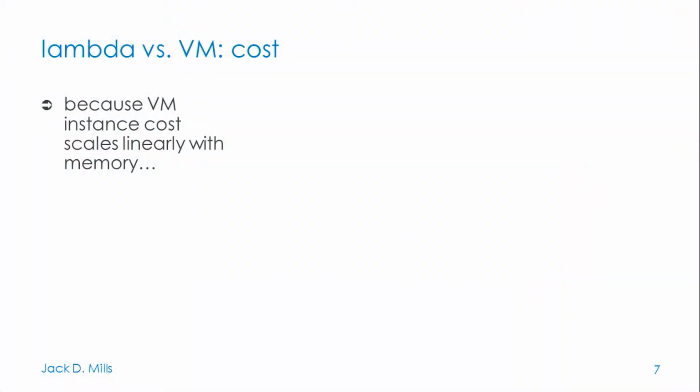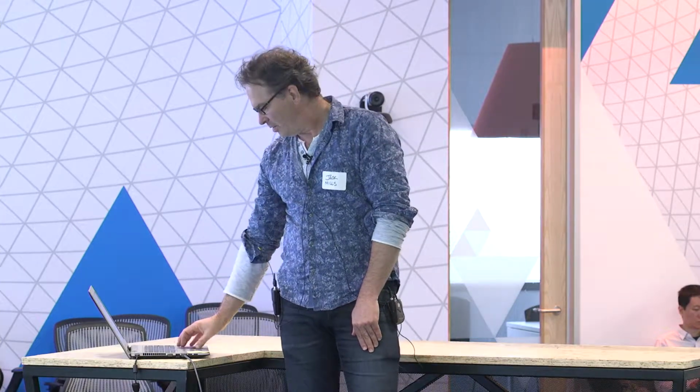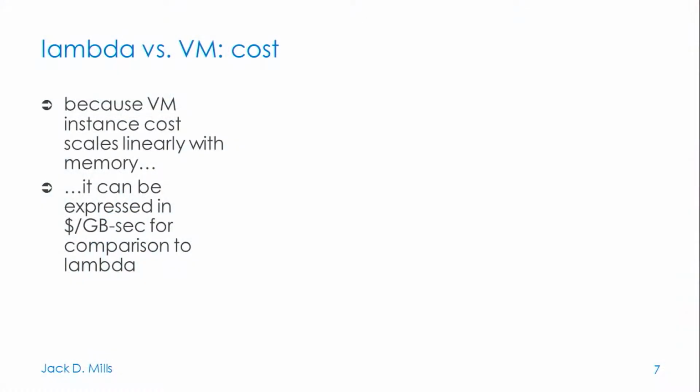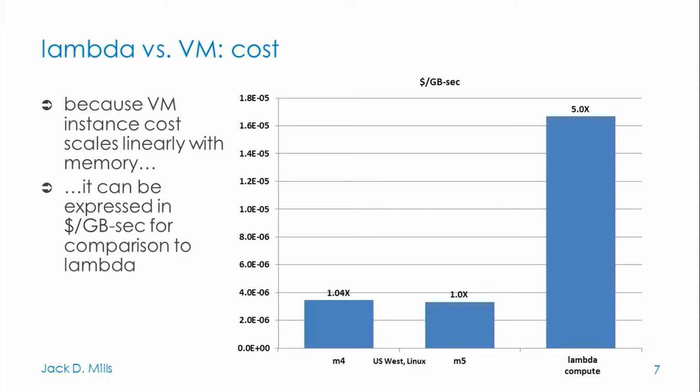As I said, the units of Lambda cost may seem a little funky to you, right? It's dollars per gigabyte second. VMs are actually priced the same way. They kind of hide it because they'll give you a whole table. You'll get an M4 and it'll say 4 gig, 8 gig, 16 gig, 32 gig. And you'll see the cost, the dollars per hour for that M4 instance, scales linearly with memory. So given that, you can actually express the cost of virtual machines in the same units, dollars per gigabyte second. And when you do that, you will get this.